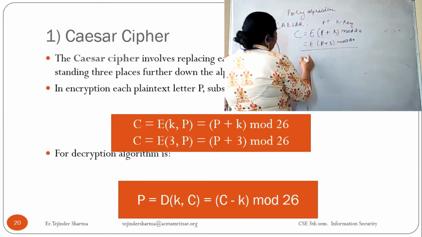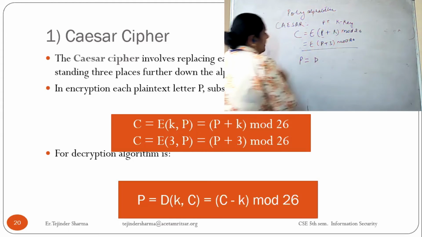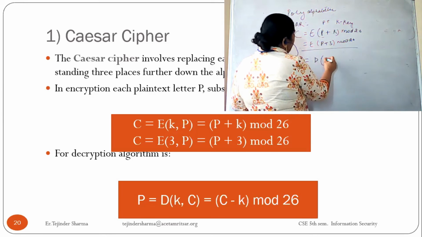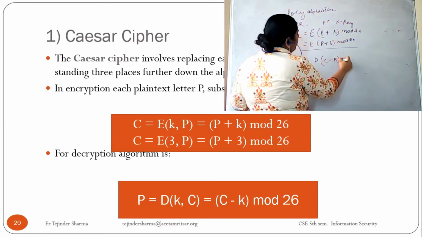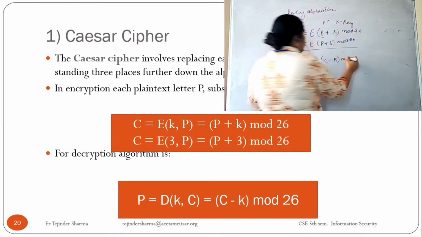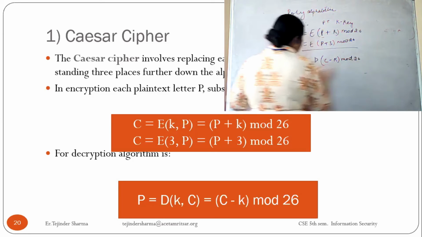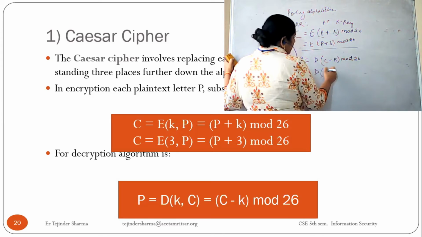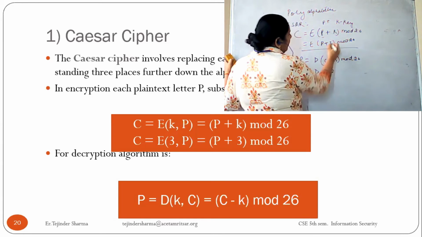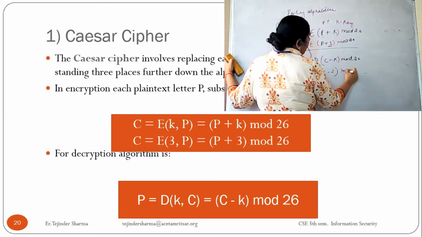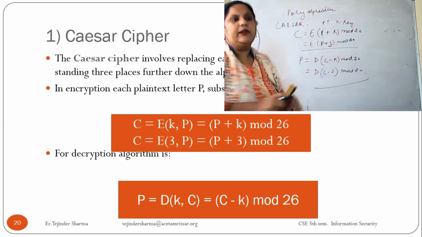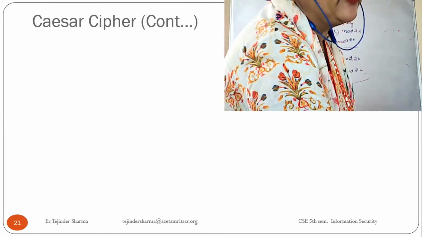Now, how will plain text be decrypted back? You will write P for plain text, D for decryption. Then ciphertext minus key, C minus K mod 26 again. Fine. So that will be equal to, C is your ciphertext, and if we are giving plus 3 here, it will be C minus 3 mod 26. Okay. Now we will look at an example of it.